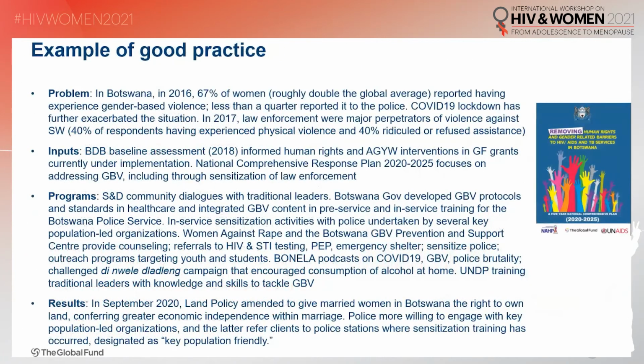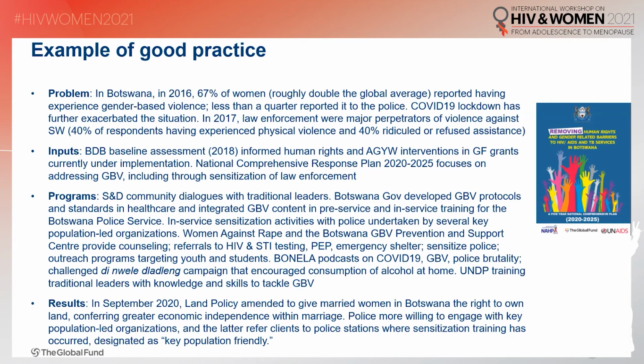Now, this is a very dense slide, so I hope you can read it, but there's so much rich information and reason for hope in this one example that I'm sharing from Botswana. So first, starting with the problem, in Botswana in 2016, 67% of women, which is roughly double the global average, reported having experienced gender-based violence, and less than a quarter of them reported it to the police. COVID-19 lockdown has further exacerbated the situation.